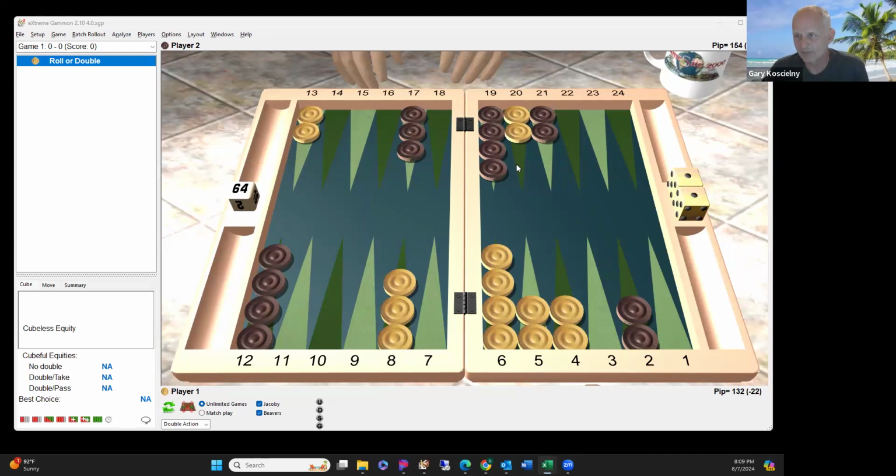Certainly we have a priming advantage because black has nothing. Black has already made a point behind. We have an advanced anchor, so black has no priming advantage at all. And so we've got at least a broken 4 prime. We certainly have an advantage there.